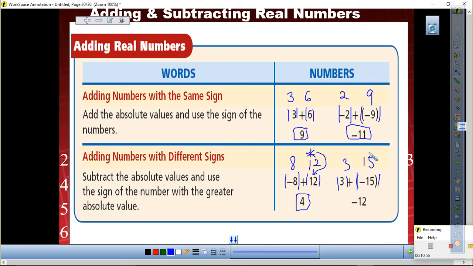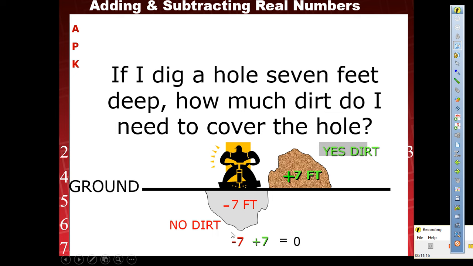Which is the greatest absolute value? 15. What was the original symbol? Negative. That's how we get negative 12. Are we there? All right. And of course, to recap, 0 pairs. Remember these? Ground 0. That's also what we're going to use.